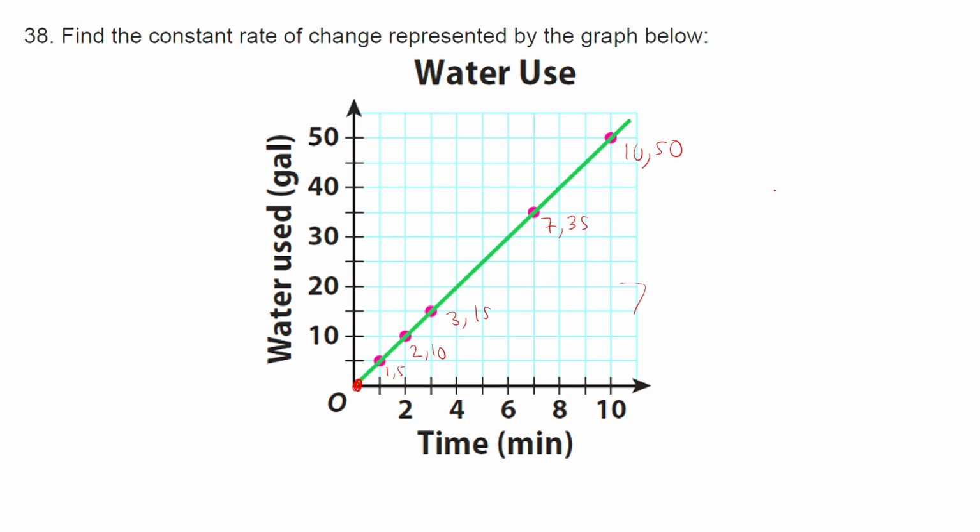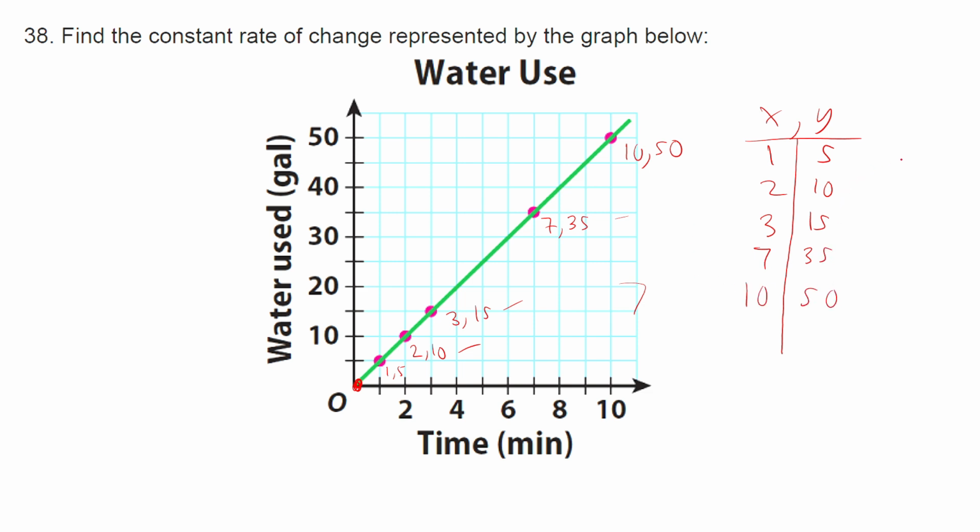Okay, so I will just rewrite x, y. Let's have a table. We have here 1, comma 5. Next one is 2, comma 10. Next one is 3, 15. Next one is 7, comma 35. And then the last one is 10, 50.